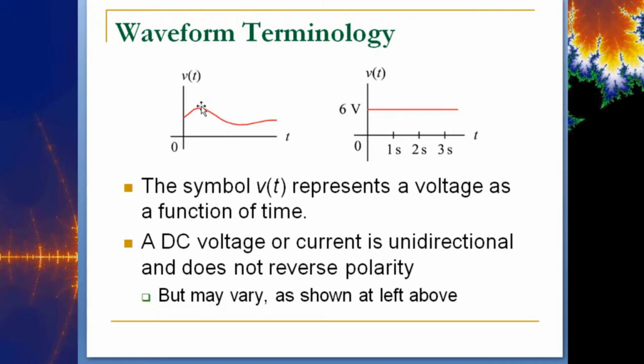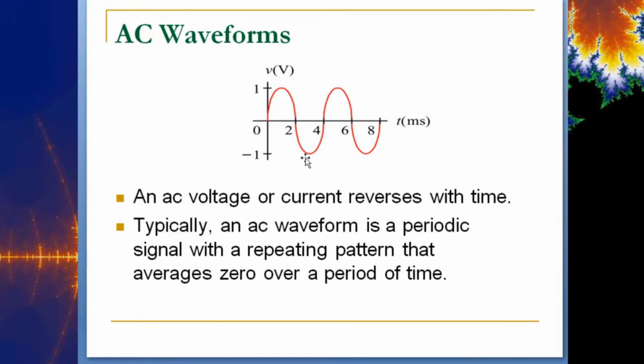But you could, if you had a DC supply and your wrist was quick enough, I suppose you could output a periodic signal, all right? It would look pretty rough on an oscilloscope, but I suppose you could do it. But nobody would do that, right? So an AC waveform, in general, reverses over time.